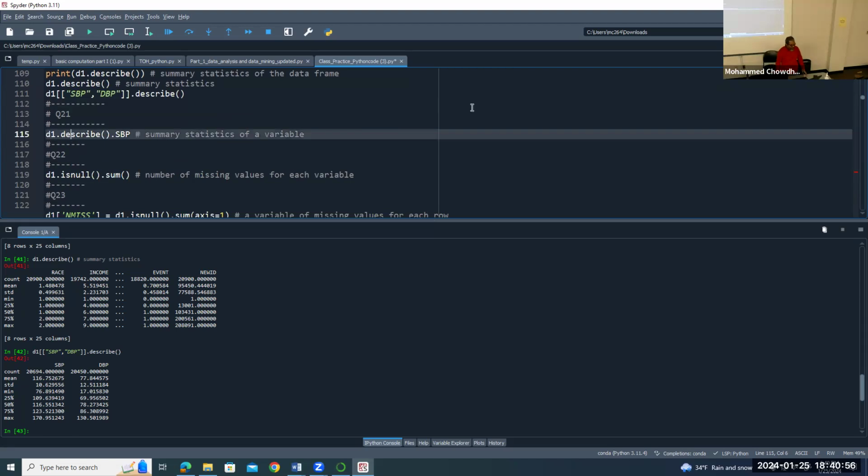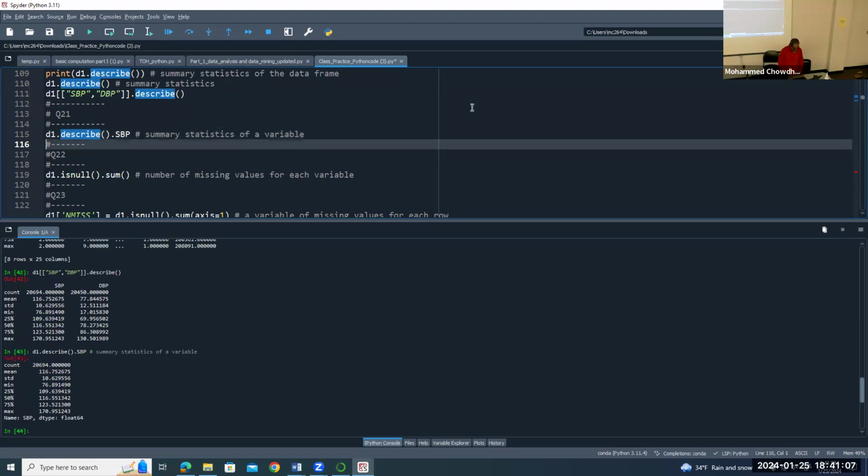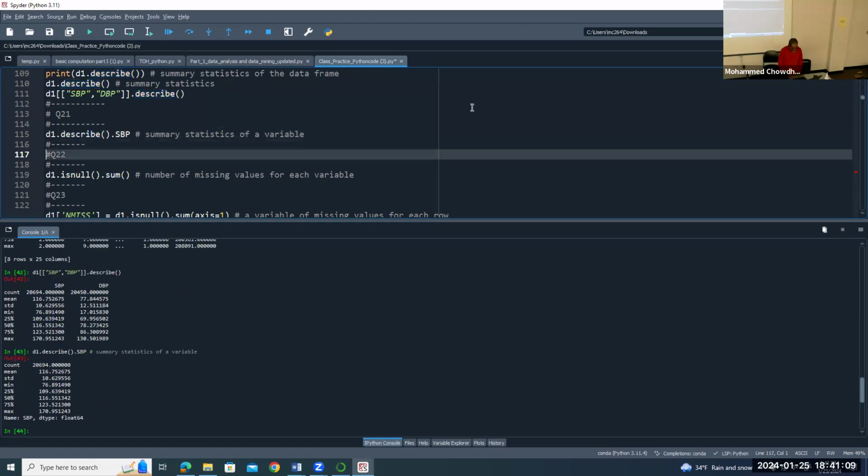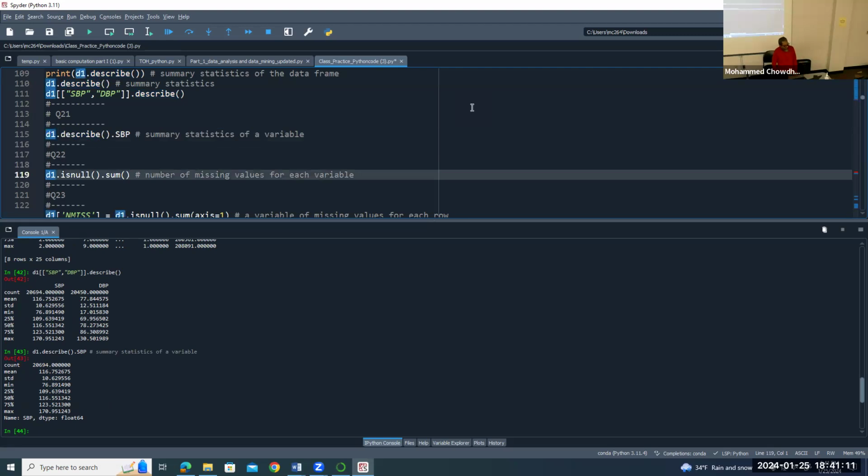If you want to find the summary statistics of only one variable, then just write D1 dot describe, parenthesis, and the name of the variable. In that way, you can find the summary statistics of one variable. So now, how can you find the missing values for each variable of the data frame? The data frame is D1, and from that D1, there are 24 variables. I want to find the missing values for each of the 24 variables.